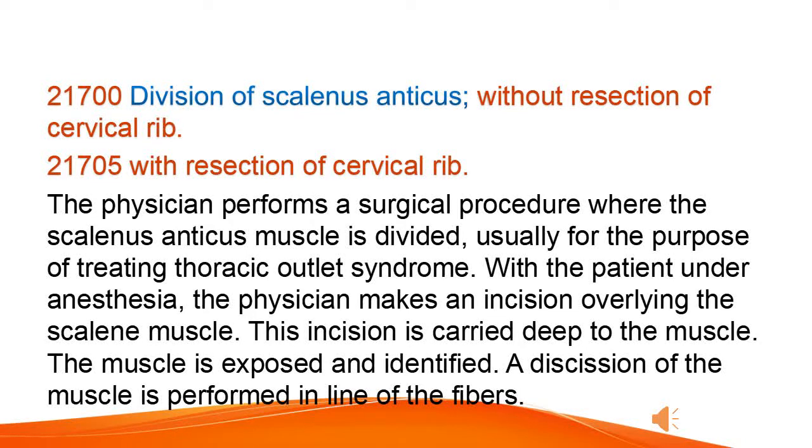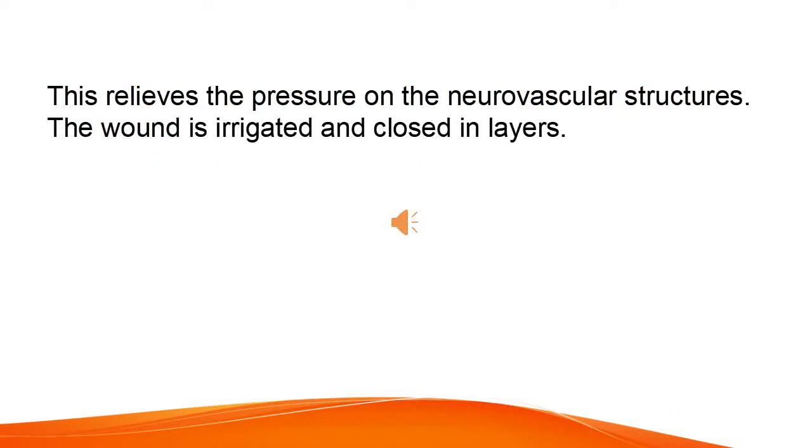With the patient under anesthesia, the physician makes an incision overlying the scalene muscle. This incision is carried deep to the muscle. The muscle is exposed and identified. A dissection of the muscle is performed in line of the fibers. This relieves the pressure on the neurovascular structures. The wound is irrigated and closed in layers.